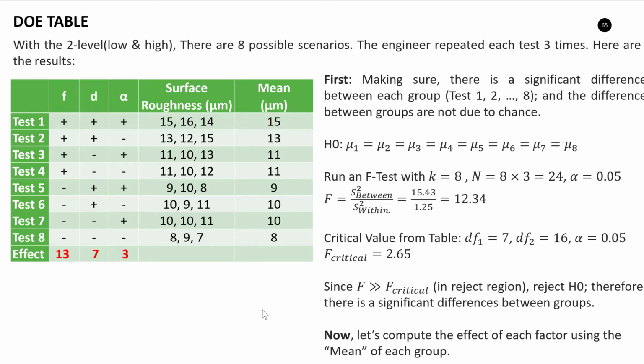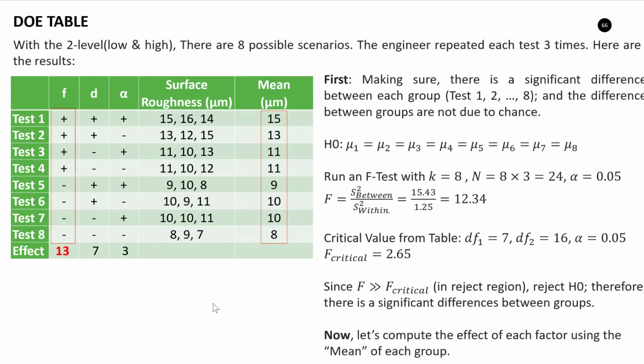So as I explained in the previous example, now we add or subtract these numbers using these signs that we have here. For example, how did I get this value 13 here? Well, I add 15 plus 13 plus 11 plus 11 again, minus 9, minus 10, minus 10, and minus 8. I'm using this sign, right? And I get to 13. I repeat the same for D, and I repeat the same for alpha.